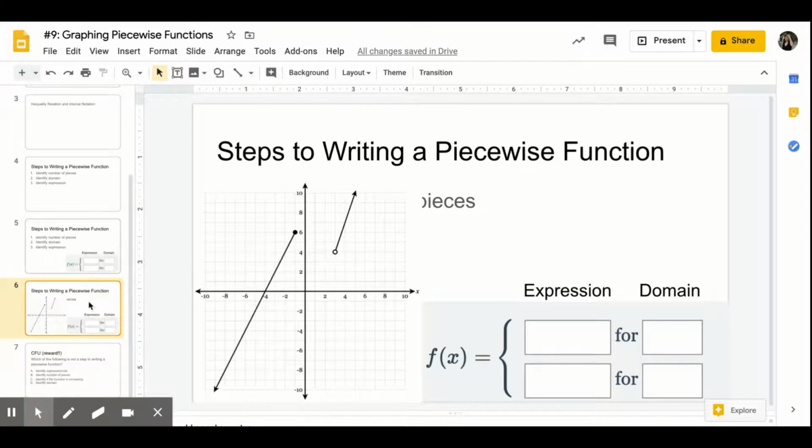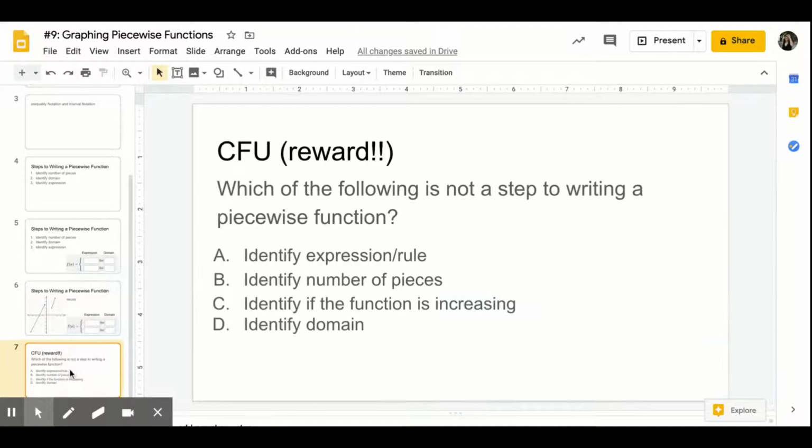And you're about to jump into some examples right after this quick CFU. So once again, text me, email me, write in your private comments to this assignment. Which of the following is not a step to writing a piecewise function? So pause this video and message me one of the answers for a reward, probably a cut-in homework.